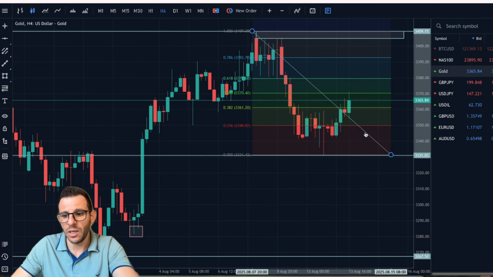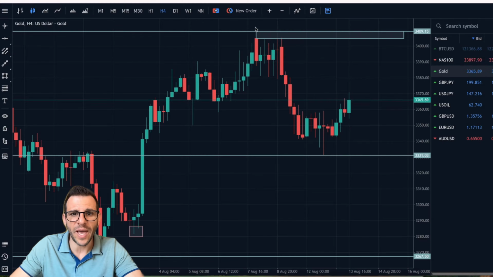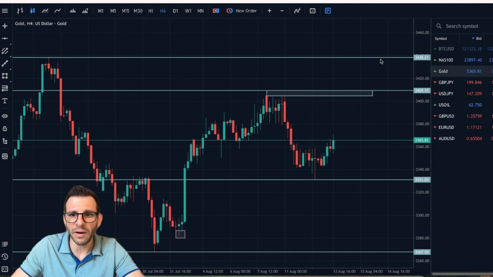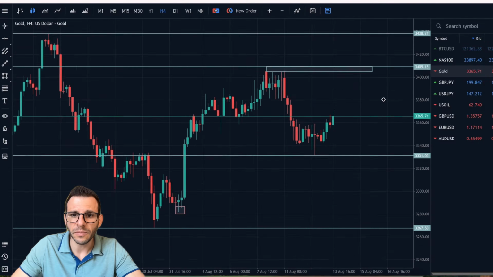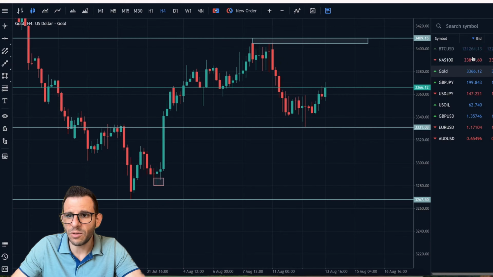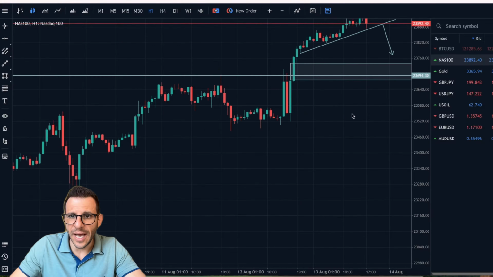If the price continues further up and makes a new high, higher than this one, then definitely the next target is going to be that one there. If the price drops below this low, then we're going to hit all the way down to these swing lows here. Next one on the list, let's check the Nasdaq.